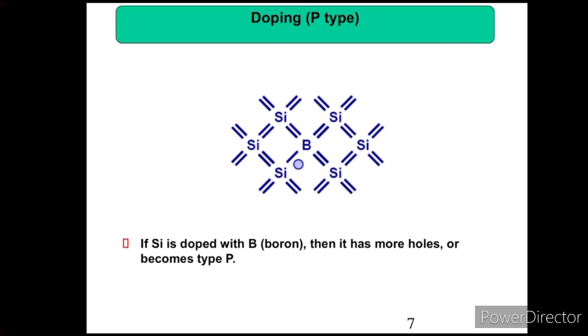Another is silicon material doped with boron, which has more holes and becomes P-type. The silicon material we have already discussed. Silicon has 4 valence electrons in the outermost shell, and boron has 3 valence electrons in the outermost shell.